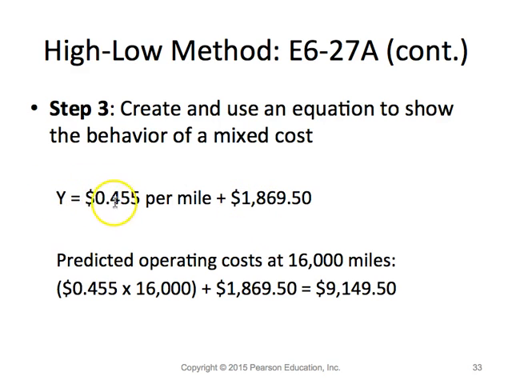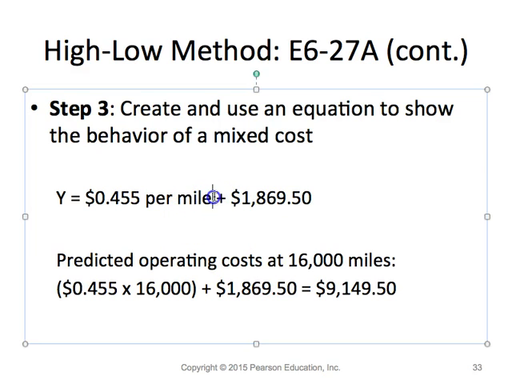Y equals 0.45, it should be x here, plus 1,869.5. So it's missing x here, so times x. Okay, that should be it. I apologize. These are provided by the publisher. I didn't notice they have made so many mistakes.